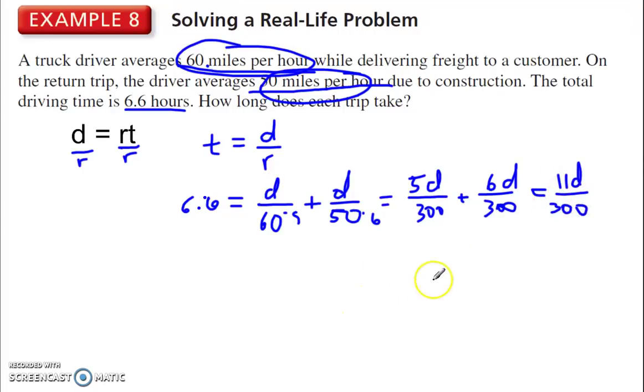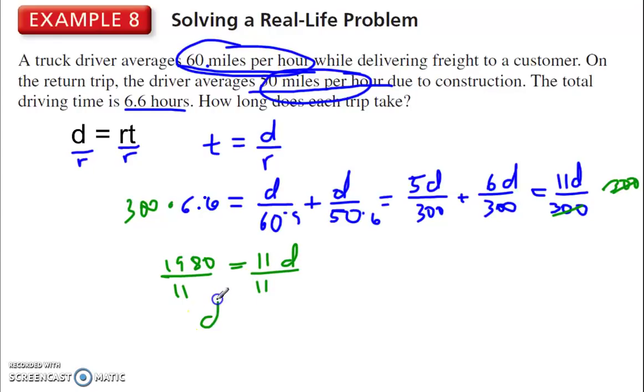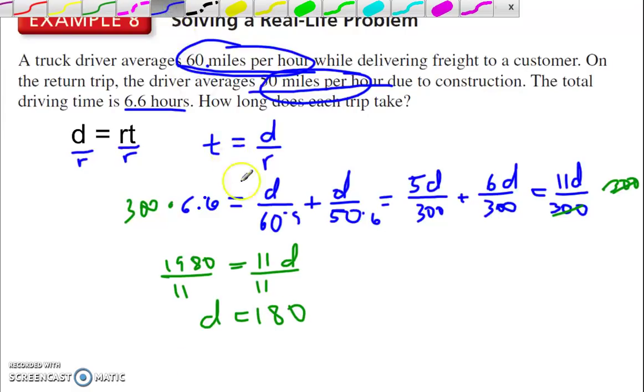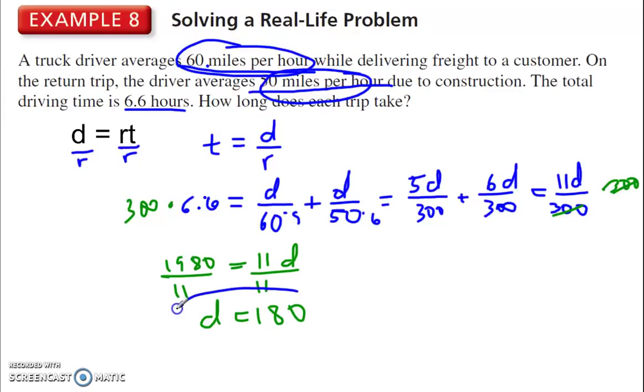Now we can solve for the distance, multiply each side by 300 and divide by 11. So 6.6 times 300 is 1980, and the times 300 cancels out, leaving 11d. Divide by 11 on each side, and d is equal to 180. Now careful, at this point you'll be feeling pretty good about yourself because you got the distance, but that was not the question. It was how long does each trip take?